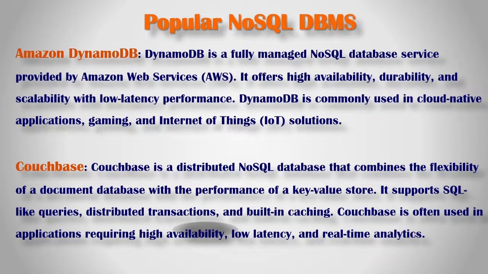Couchbase. Couchbase is a distributed NoSQL database that combines the flexibility of a document database with the performance of a key-value store. It supports SQL-like queries, distributed transactions, and built-in caching. Couchbase is often used in applications requiring high availability, low latency, and real-time analytics.